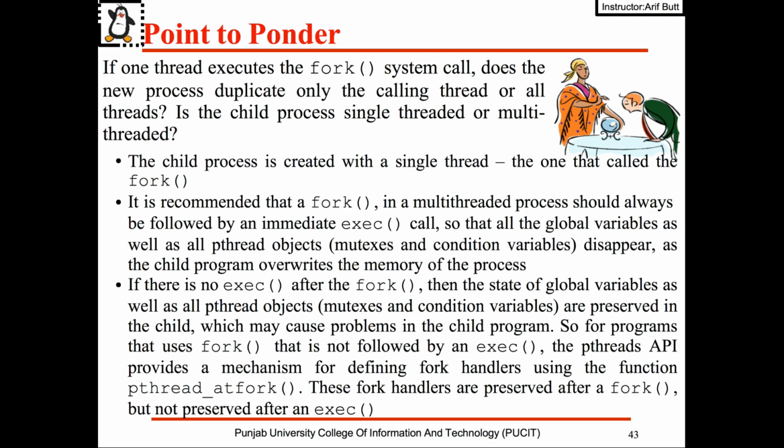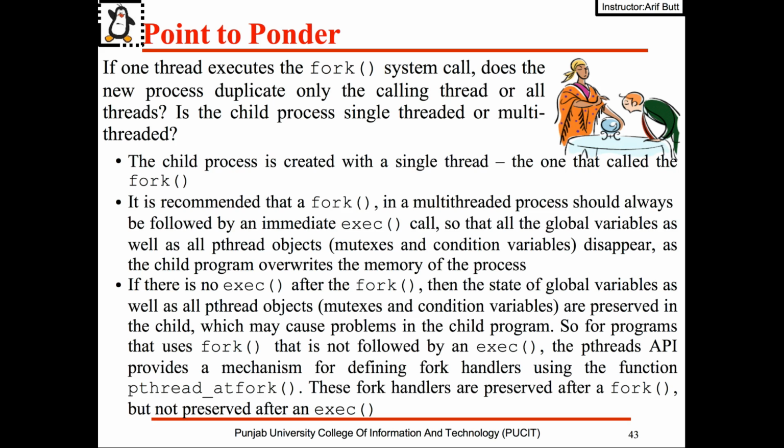Well, let me read it out for you. The child process is created with a single thread always, that is the one that called the fork. Dear students, it is recommended that a fork in a multi-threaded process should always be followed by an immediate exec call, so that all global variables as well as all pthread objects disappear, as a child program overwrites the memory of the process.